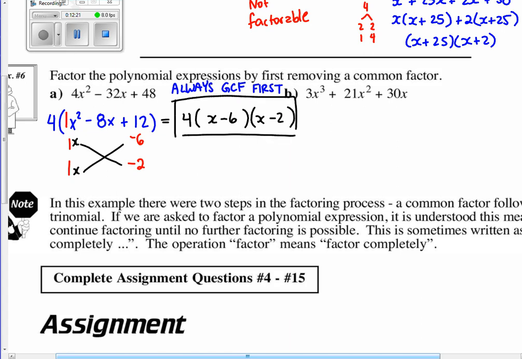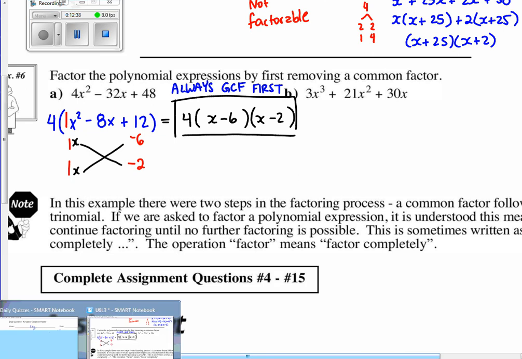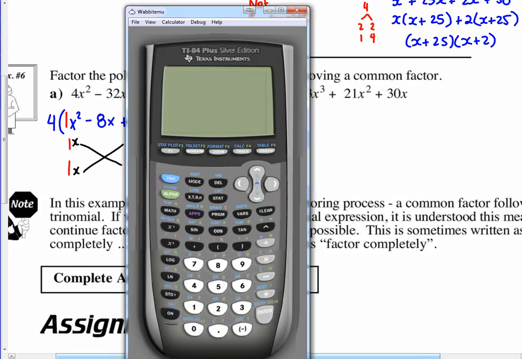Okay, how could you check your work? There's actually a couple ways. One is you can expand it and make sure that after you FOIL everything out and expand it, you have the same thing that you started with. The other way is with your calculator, and I'm going to show you how. Okay, grab your calculators. Okay?